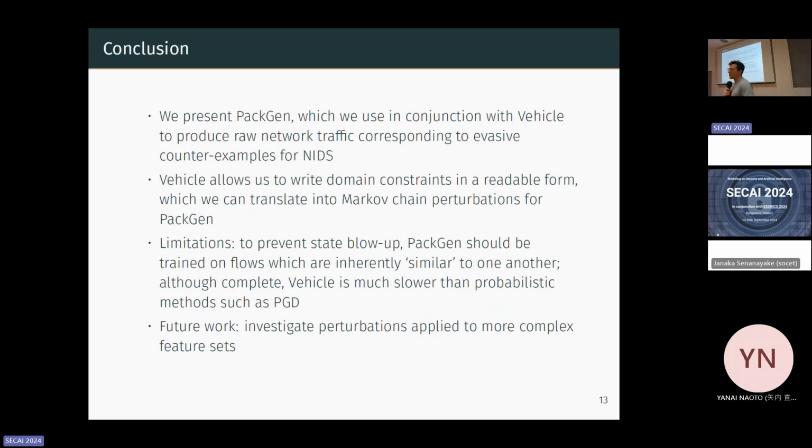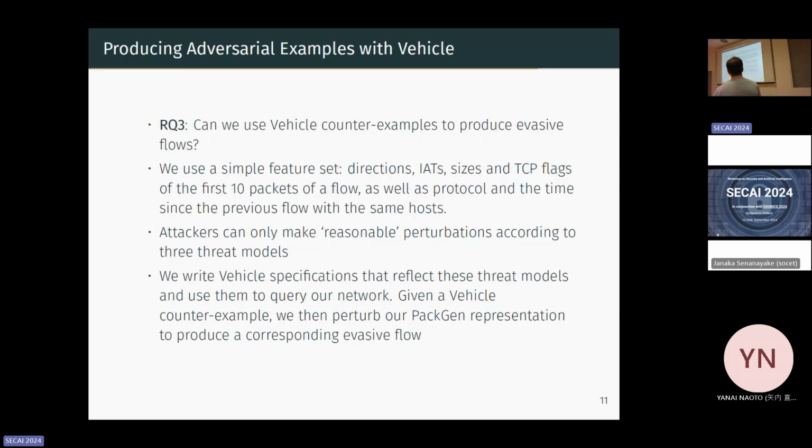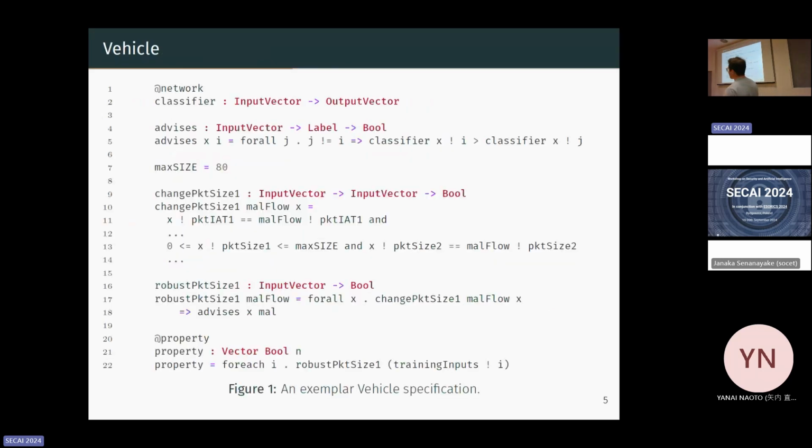Vehicle requires access to the model. You run a vehicle specification on the model itself. And so in order to generate these adversarial examples, you need access to the original model. So it's a white box attack. And specifically, the threat model we consider is that we write these specifications in a way that only certain features can be manipulated by the attacker, which we find to be reasonable to a reasonable extent.